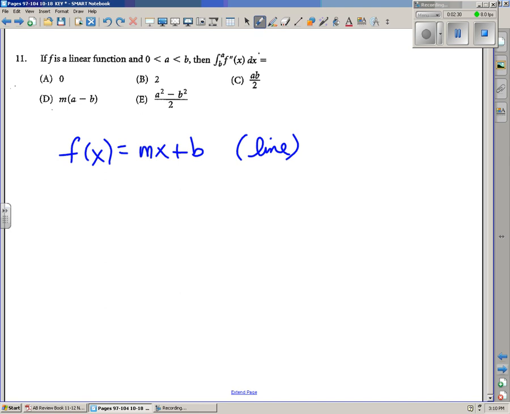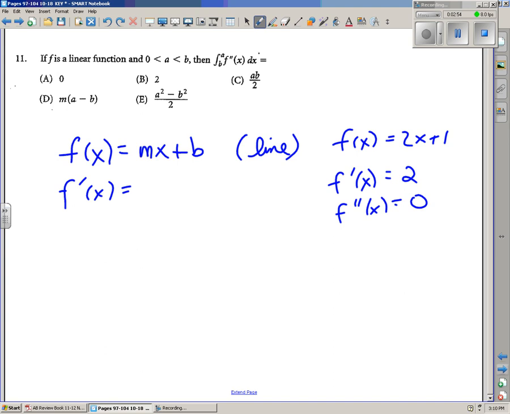Okay. We could do this with an actual example. So say f of x was 2x plus 1. We want to integrate f double prime. Well, we can find f double prime. F single prime is 2. F double prime of x is 0. And this would happen the same way here. F prime of x is just m. F double prime of x is just 0. So we want to integrate from a to b, f double prime dx, but f double prime was 0.